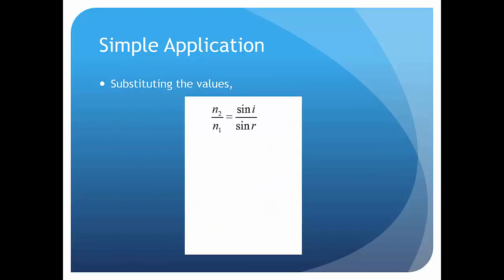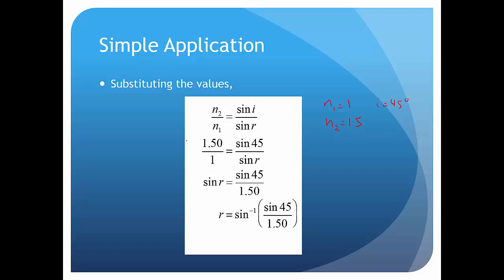What you need to do is to substitute in the values. Medium 1 is air, so n1 is 1. Medium 2 is glass, so it's 1.5. And then i is 45 degrees. So we only need to substitute in the values, and then of course do some cross multiplication, and you just calculate what is angle r, which is 28.1. Take note that again this is consistent with the angle of refraction being smaller than the angle of incidence.